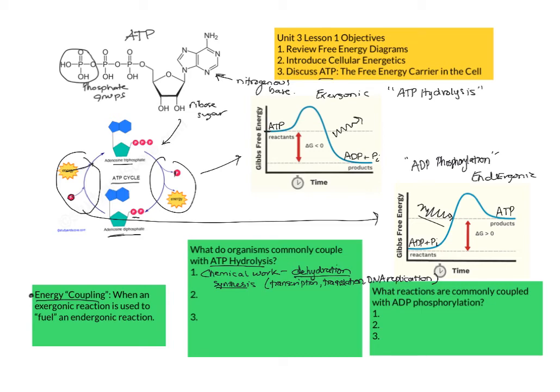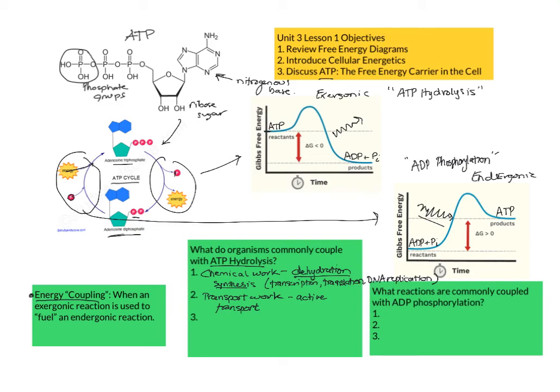The second category of energy coupling with ATP hydrolysis is transport work. If you remember in Unit 2, we talked about active transport, where we move substances from low concentration areas to high concentration areas, and how there are proteins on the membrane that allow that to happen. But that requires energy, and so ATP hydrolysis is coupled with that process in order to allow it to occur, to push substances against their concentration gradient.